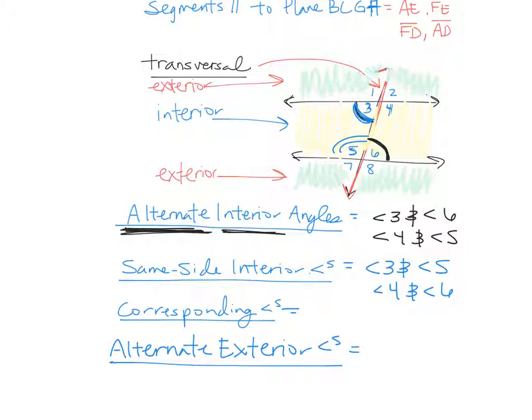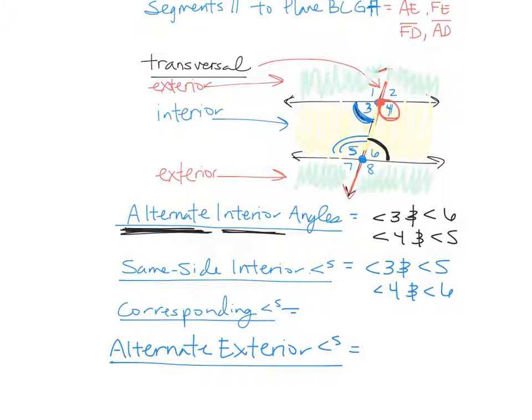Then there's corresponding, and corresponding all stems from your vertices. So I have a vertex up here, and I have a vertex down here, okay? We want the ones that are in the corresponding places on that vertex. So the top left on one vertex matches up with the top left on the other vertex, right? Or the bottom right with the bottom right. So from this vertex, from this point up here, if I did my bottom right, that would be 4.